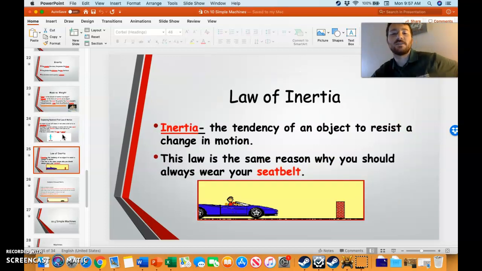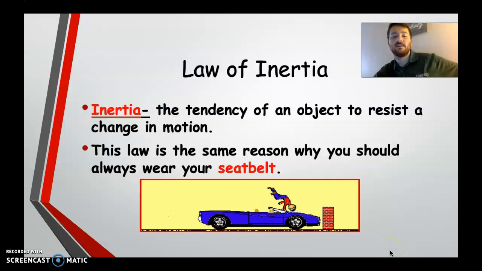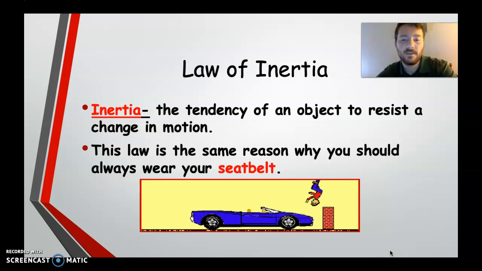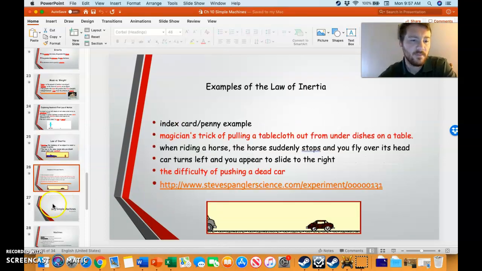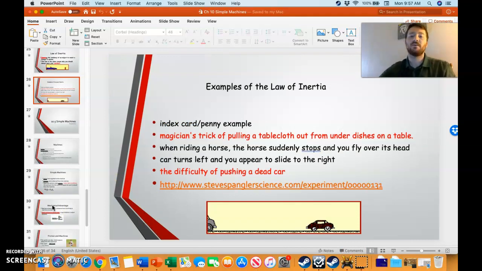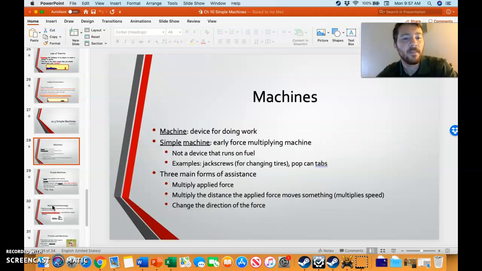Inertia is the tendency of an object to resist change in motion. Consider this GIF, where this guy drives into a wall. Not fun. He keeps going. Why? Because you resist a change in motion when you're going 70 miles an hour in your convertible. An example of inertia would be the magician's trick of pulling a tablecloth out from under dishes. You go, whoosh, dishes stay there. Don't try that at home. Your mom might get angry.